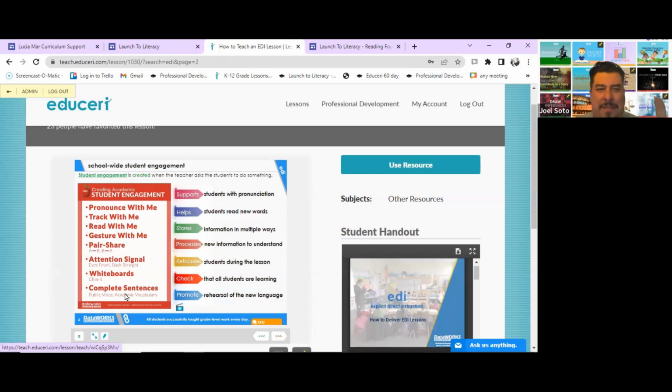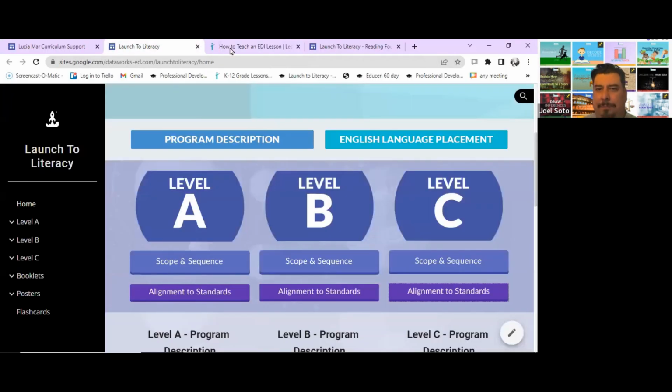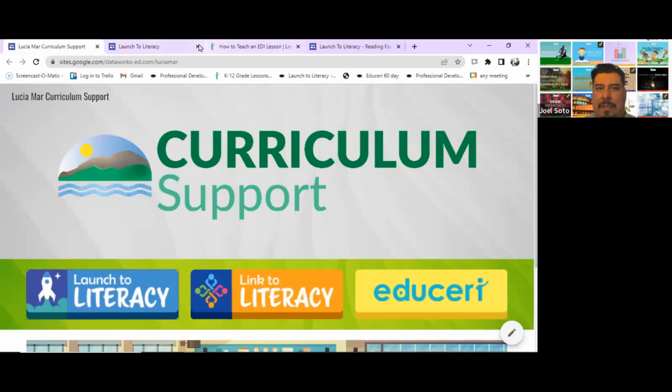Okay, so right here, this is our engagement norms. This is the last time we're going to see this today. Pronounce with me, track with me, read with me, gestures, pair share. Let me show you another example of lesson delivery.